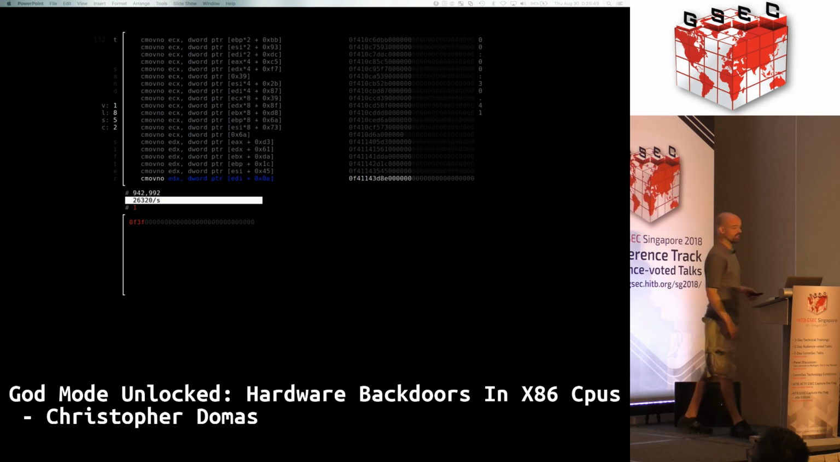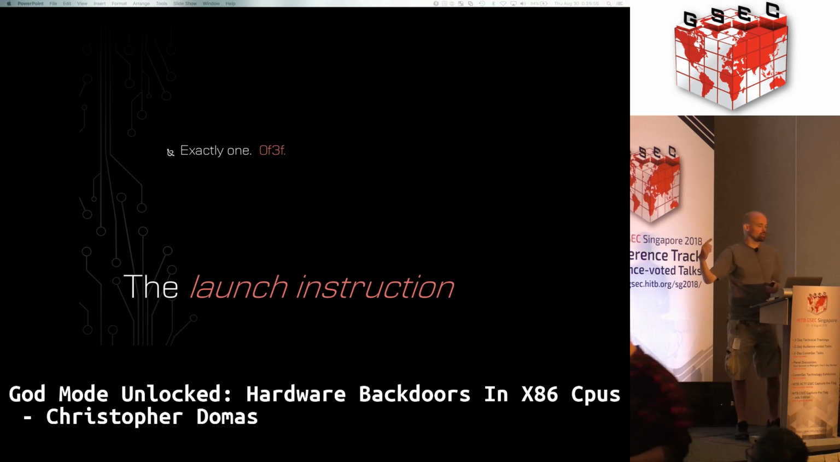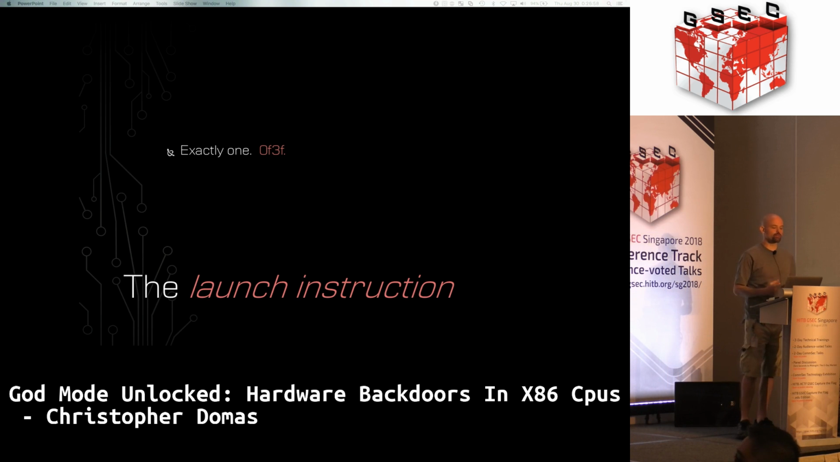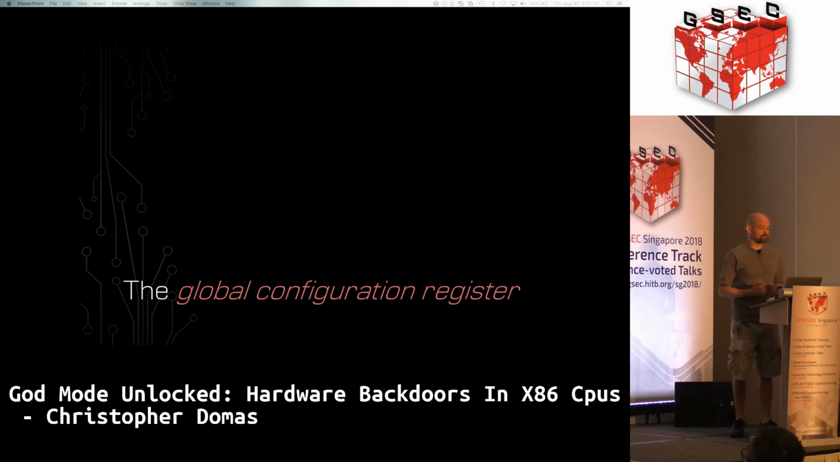Basically, it was able to identify exactly one new instruction on that processor after all of the model-specific register bits were toggled. It finds this 0F 3F instruction that shouldn't normally be there. So using GDB and a little bit of trial and error, we can find that this 0F 3F, this launch instruction that the patents are talking about, is effectively a jump to EAX instruction.